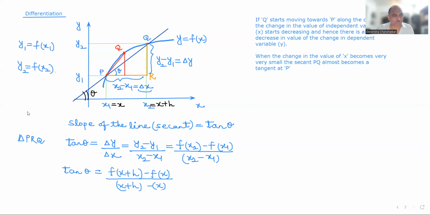I'll just draw the tangent here. This is the tangent now. And Q has reached this point. P. Q is very close to P. Okay.